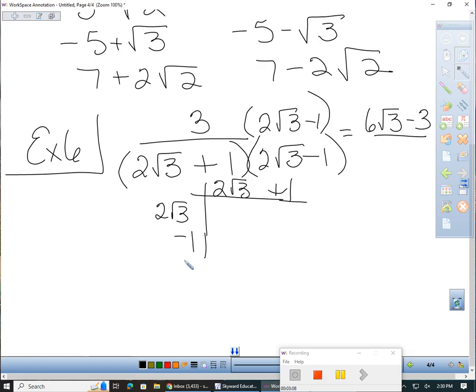2 square root 3 times 2 square root 3. 2 times 2 is 4. We get square root 3 times square root 3 is technically square root 9, which comes out to be 3. So 4 times 3 is 12. Did everybody understand how we just got 12 there? Okay. 2 square root 3 times 1 is 2 square root 3. 2 square root 3 times negative 1 is negative 2 square root 3. 1 times negative 1 is negative 1.